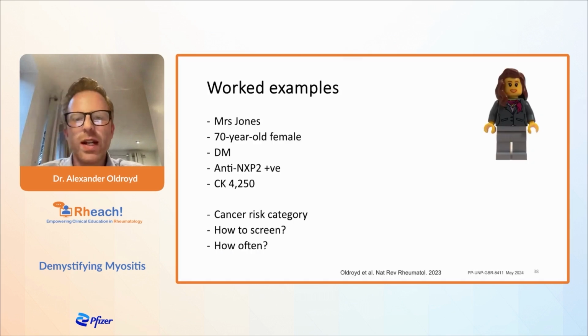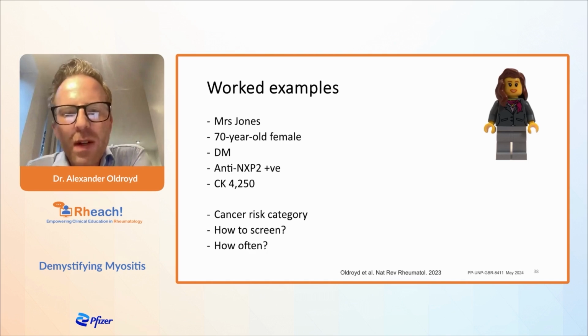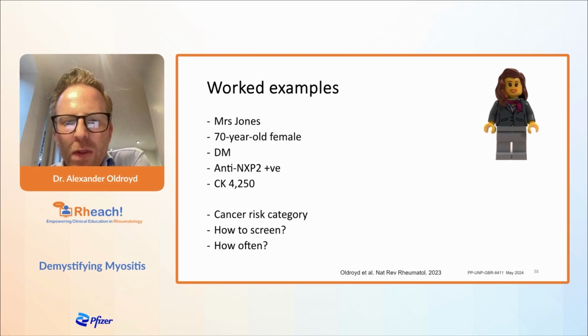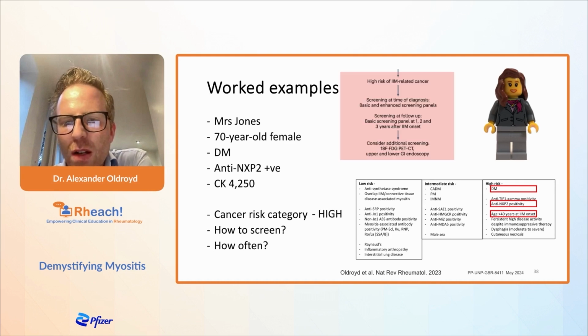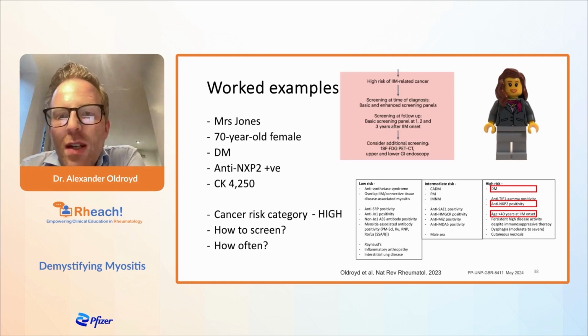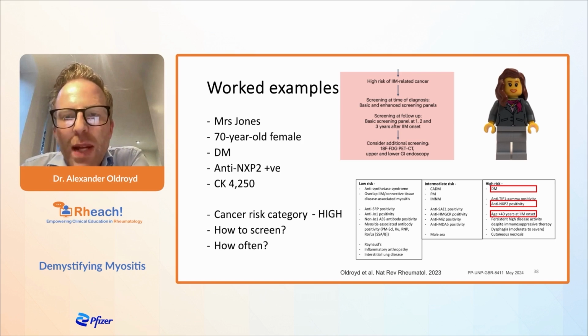So let's put this in context. We're back again to Mrs. Jones, who we met earlier. She's a 70-year-old female with dermatomyositis, began 8 months ago, NXP2 positive, and a raised CK of 4,250. So what's her cancer risk? Well, she has 3 high-risk factors: DM, NXP2, onset over the age of 40. So we deem her as being high risk. So she needs basic and enhanced screening at the time of diagnosis, and then this basic screening panel annually up to 3 years after. And for her, we could consider a PET-CT scan.